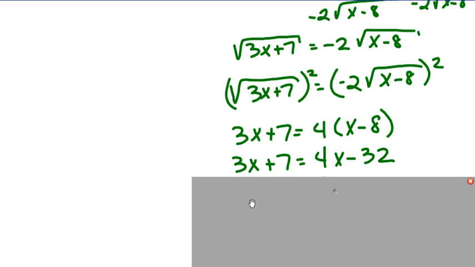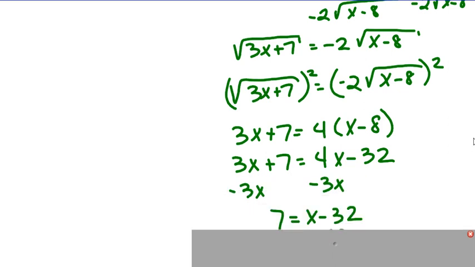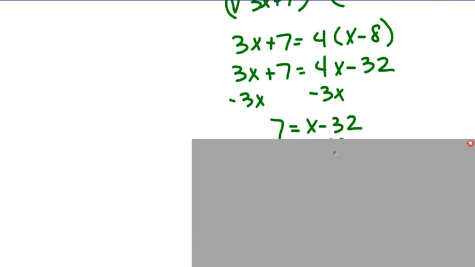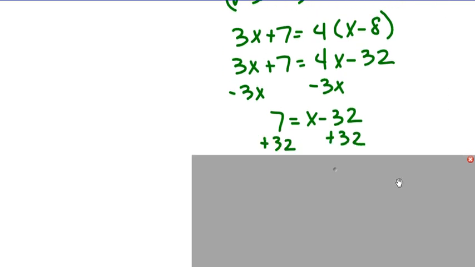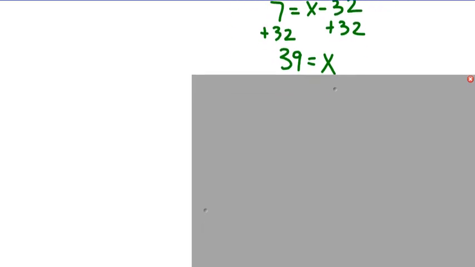Sometimes we suggest starting with the lowest variable, so this 3x. To undo that, we could subtract 3x from each side. So we'd have 7 equals x minus 32. Then we could add 32 to each side of our equation, which means x equals 39. Again, we have to check and verify that this works for the original equation.